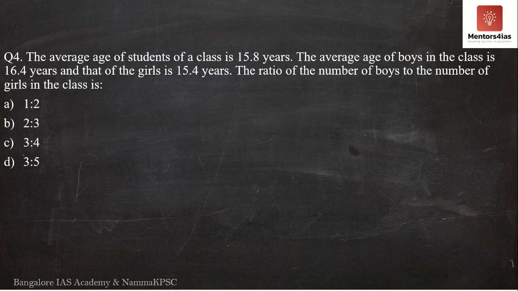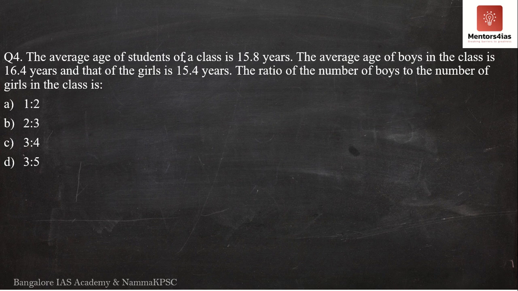Now, the fourth question says the average age of students in a class is 15.8 years. The average age of the boys in the class is 16.4 years. And that of the girls, that is average age of the girls, is 15.4 years. So, what is the ratio of the number of boys to the number of girls in the class? If you have not understood the question, please pause the video and read the question once again. So, now we'll start solving the question.